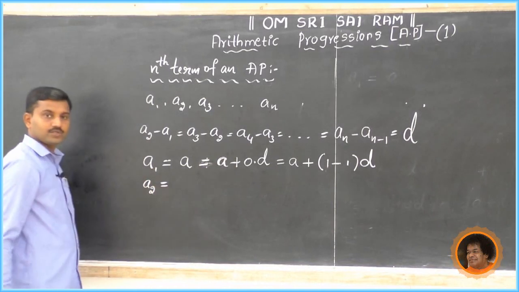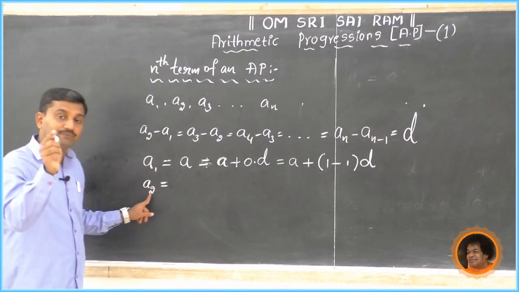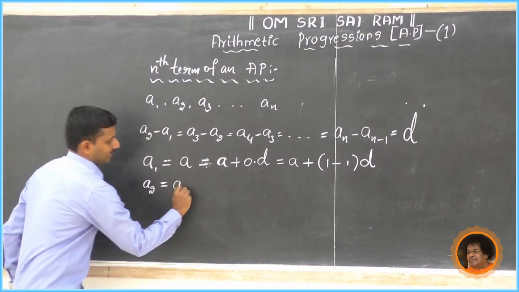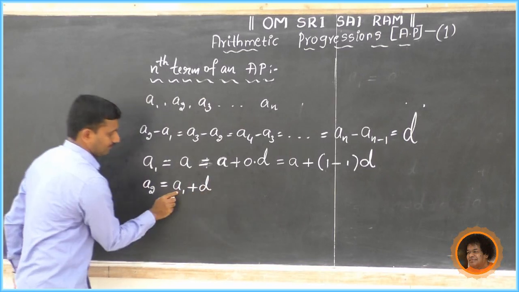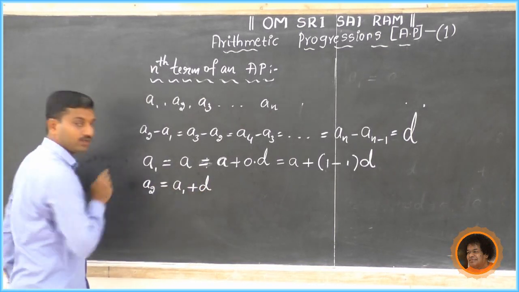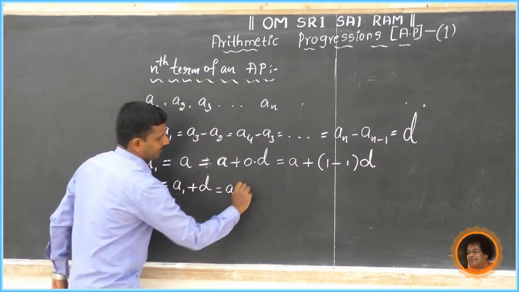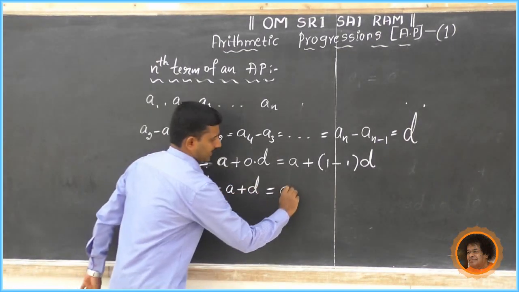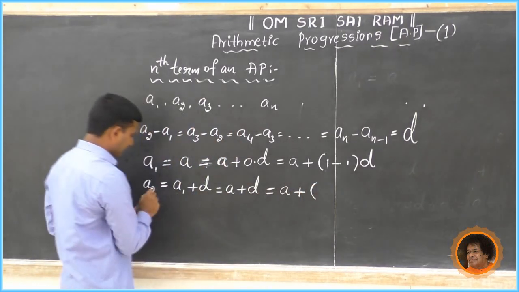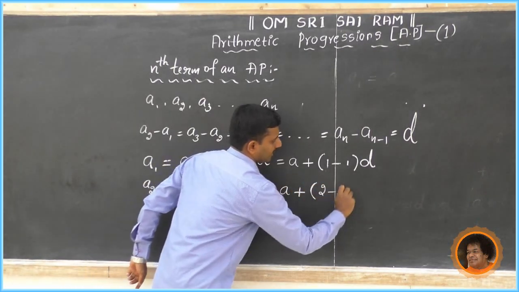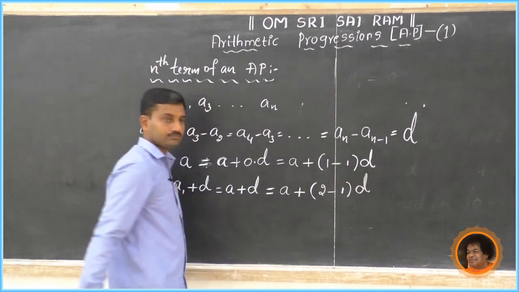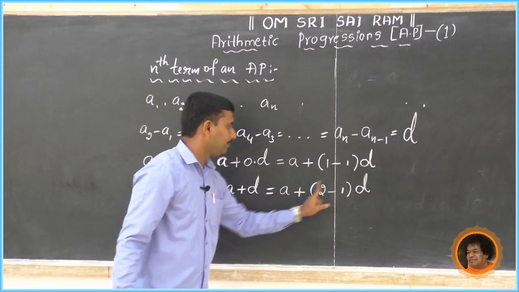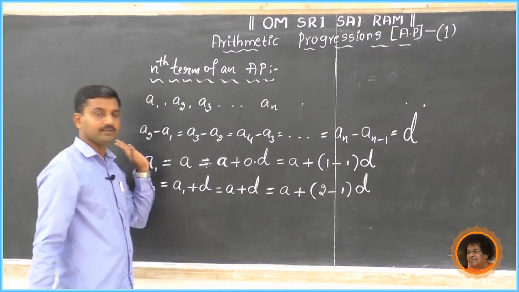What about the second term, A2? A2 means by adding a fixed number to the preceding term. First term A1 plus D, first term plus common difference equals A2. Or we can write A plus D as A plus (2 minus 1) into D. 2 minus 1 is 1, 1 into D is D. That is A plus D. A plus D is the second term.